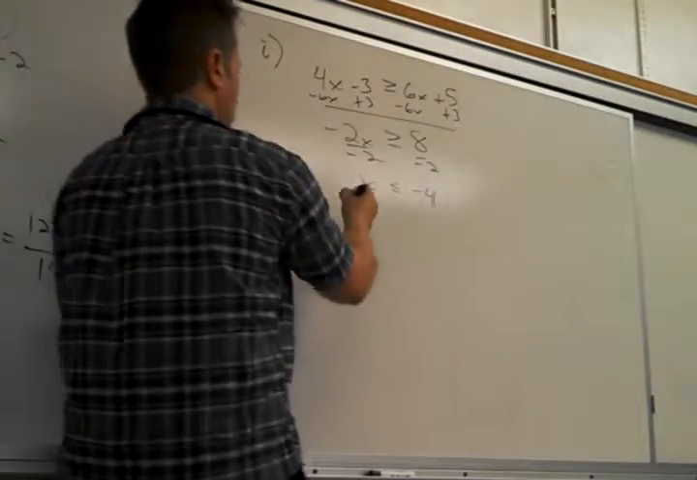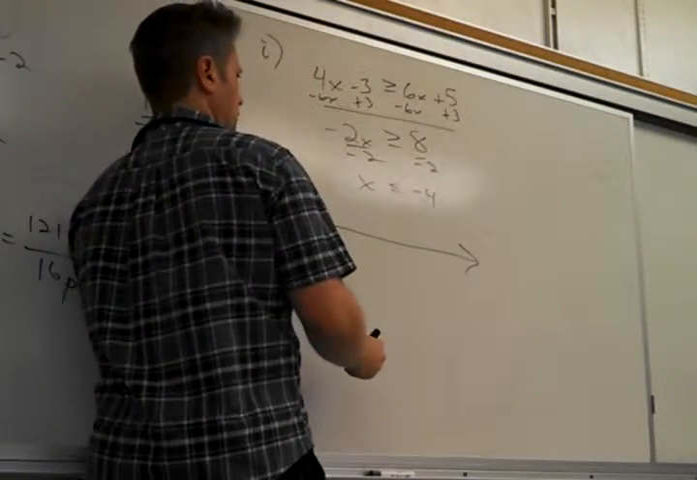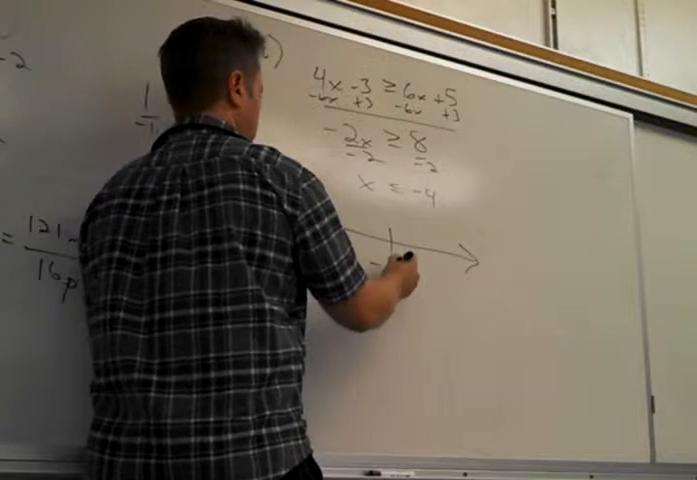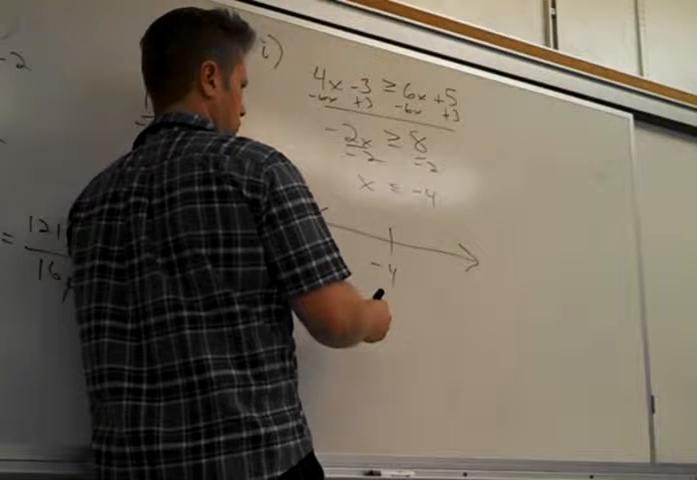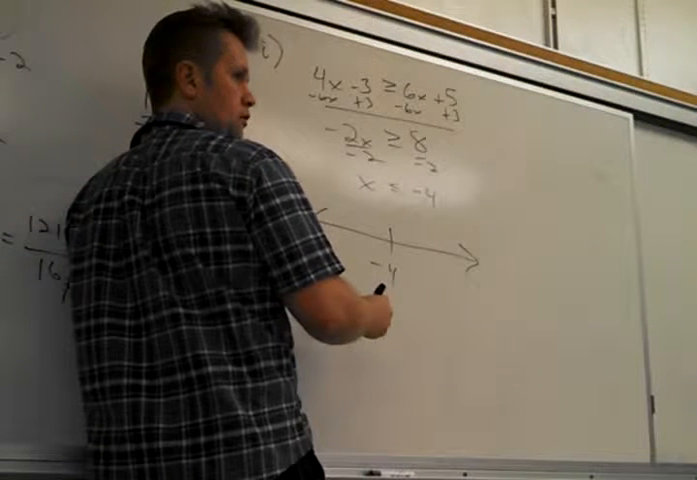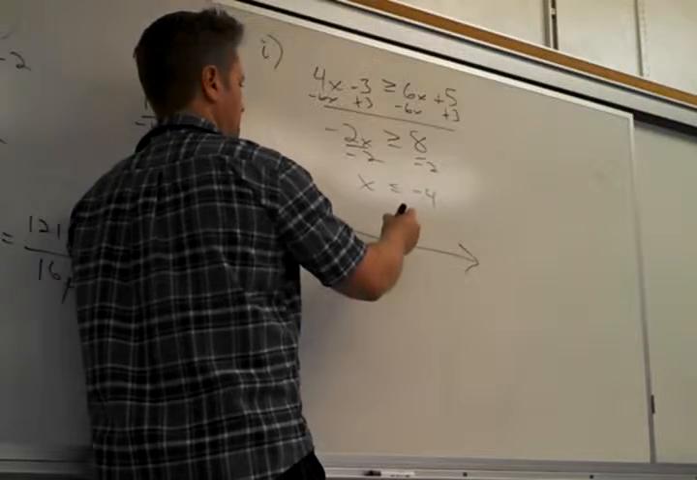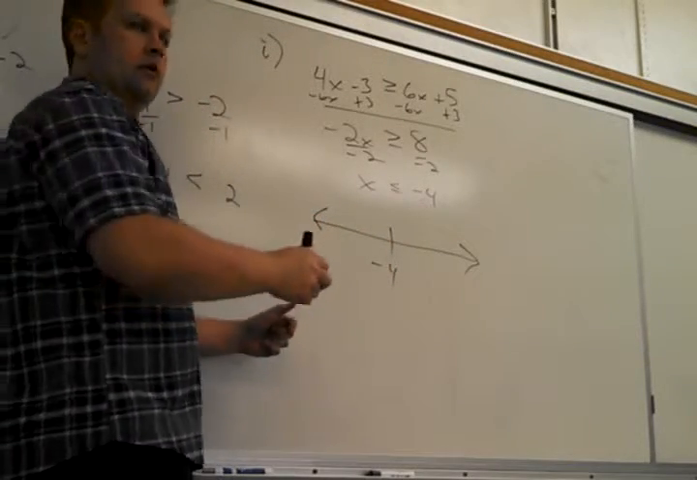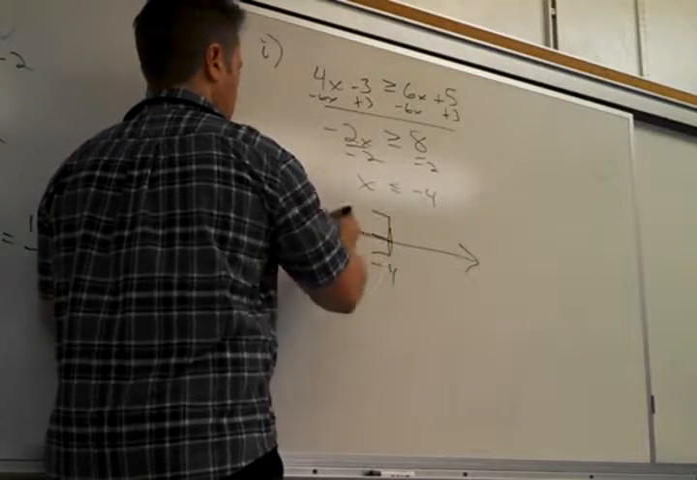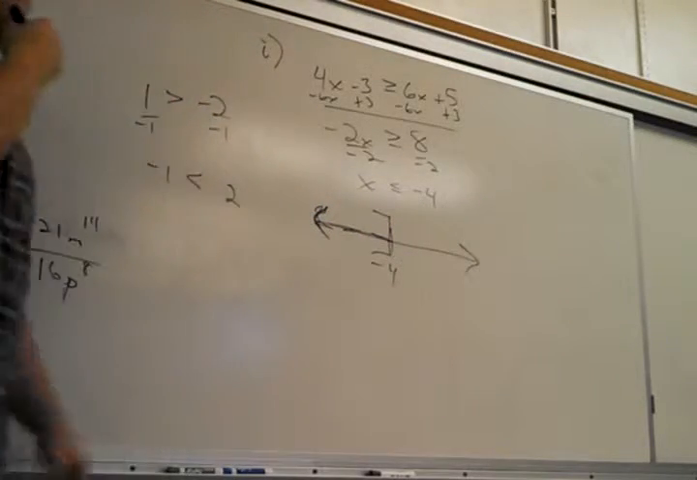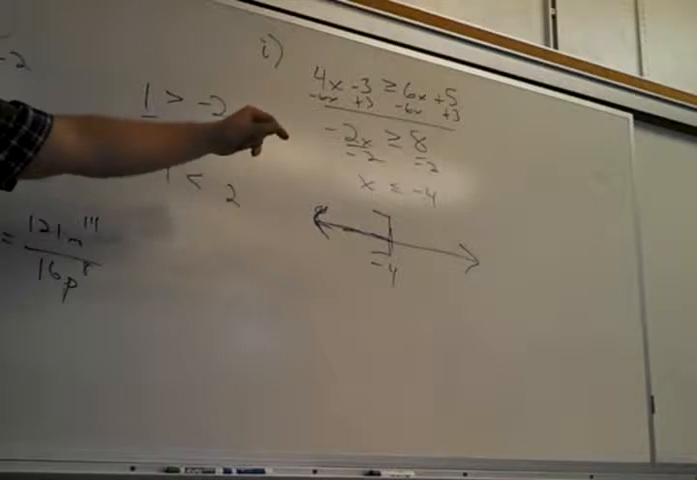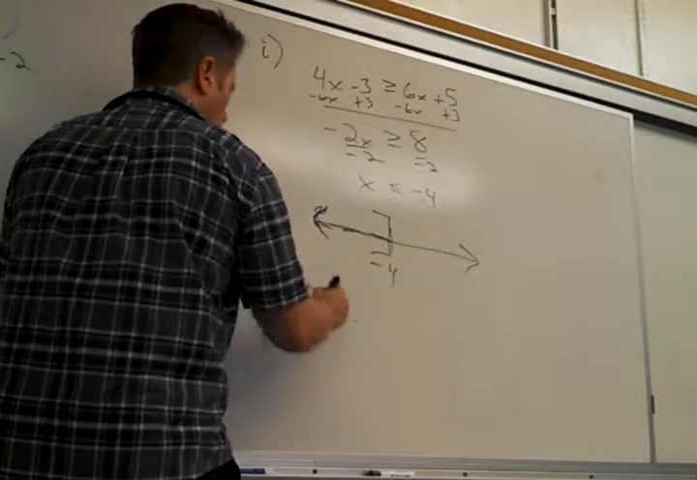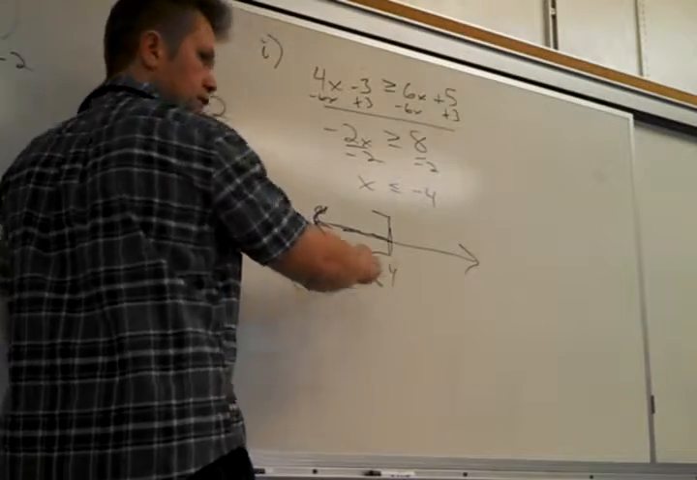So how do I graph this? Negative 4. Plop a negative 4 in there. What symbol do I use? Bracket. And which way am I going to shade? Left. So you open the bracket that way, and you shade. All right, so no more circles. And then how do I write that in interval notation? Negative infinity, comma, negative 4. You always do it from smallest, comma, biggest.